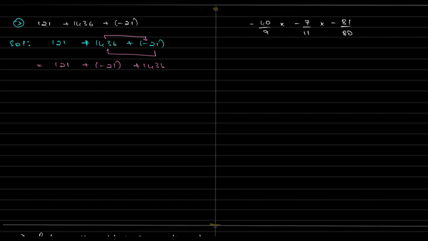This is as per commutative property. And now we will associate things. What will we associate? This two. So it's very clear, this will result in 100, right, plus 1436, and you guys know what to do, is it not?